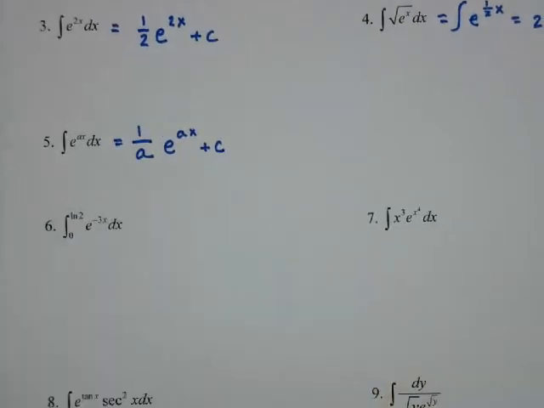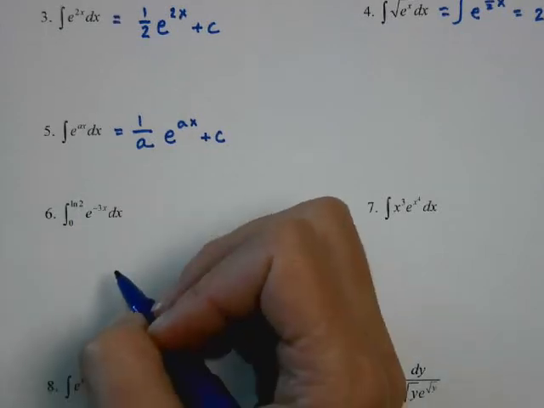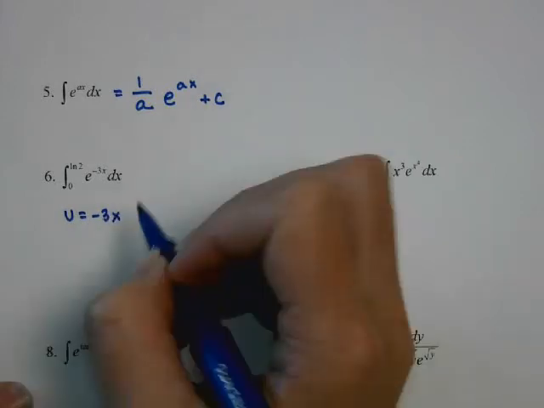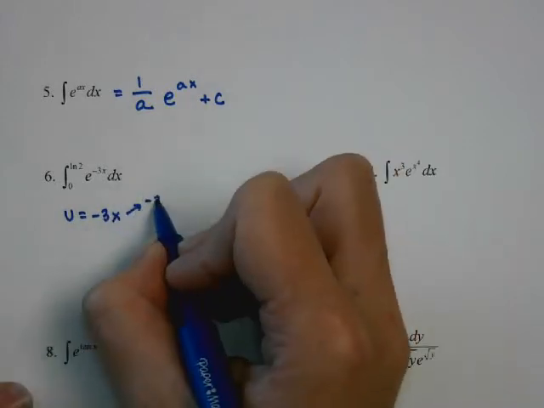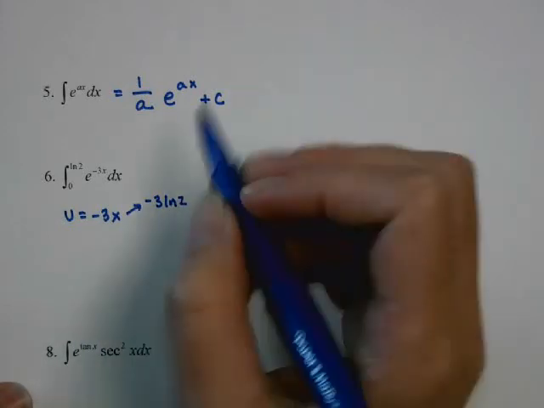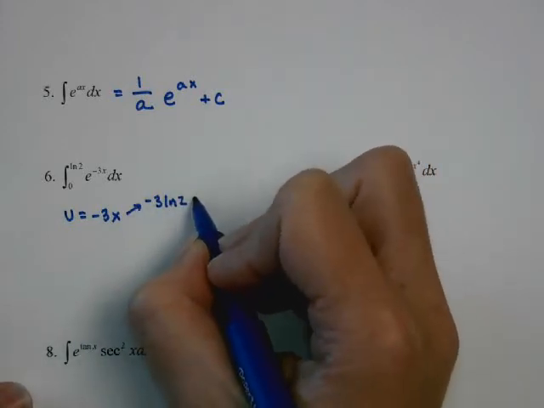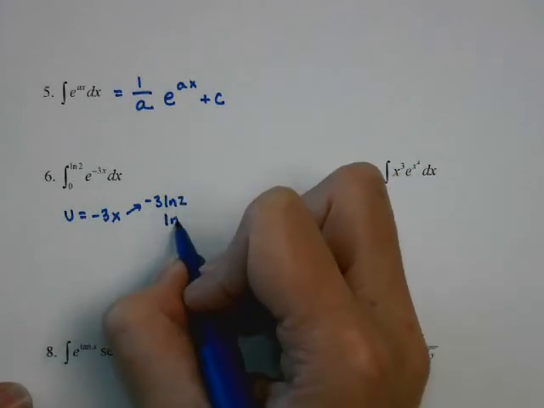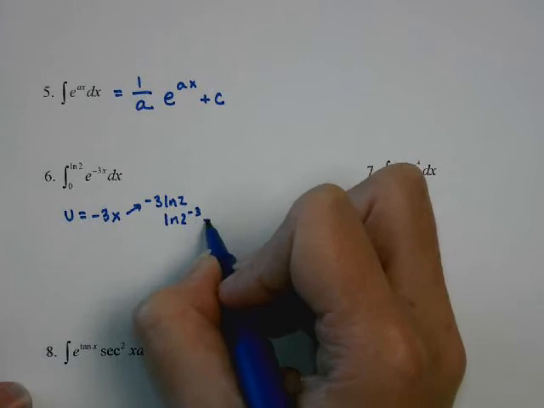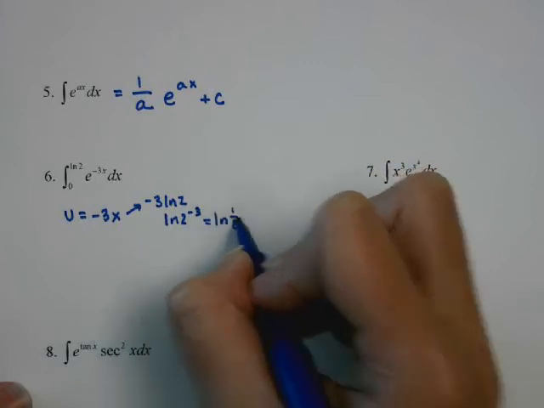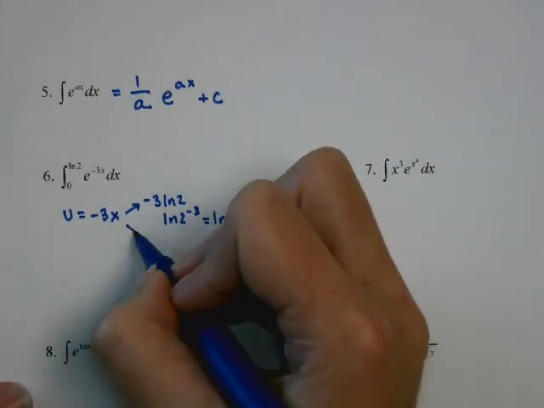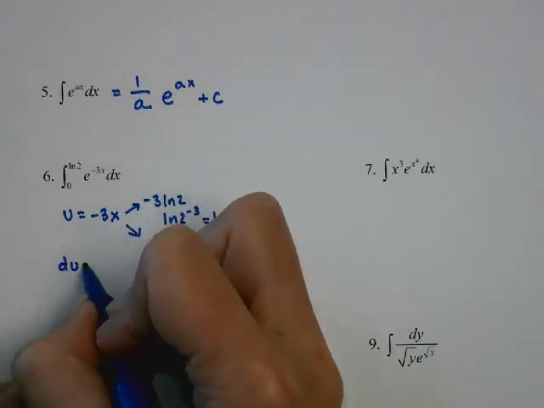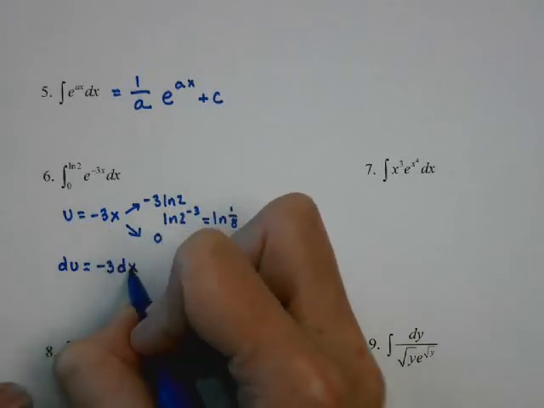Okay, here we have a definite integral. I am going to go ahead and do a u substitution. So I'm going to let u equal negative 3x. So my new limits are going to be negative 3 natural log of 2, which is the same as, I'm going to go below here, natural log of 2 to the negative 3, which is natural log of 1/8. My lower bound is going to be 0.